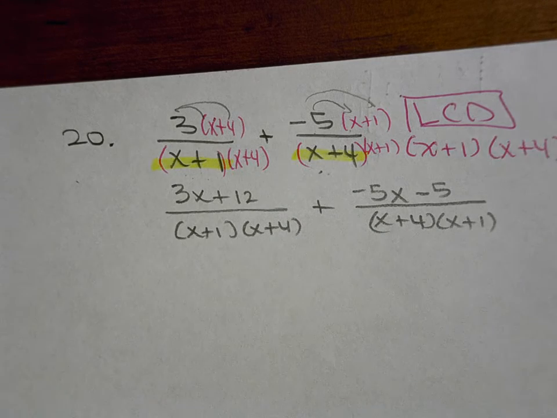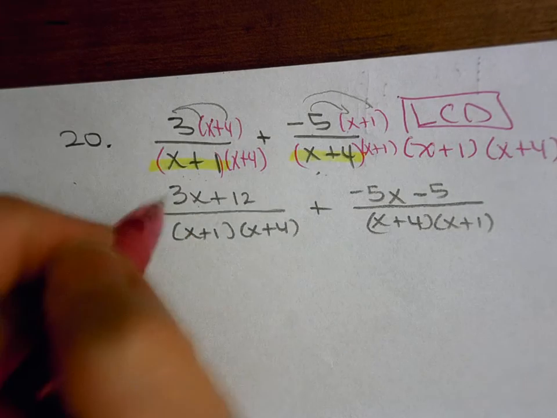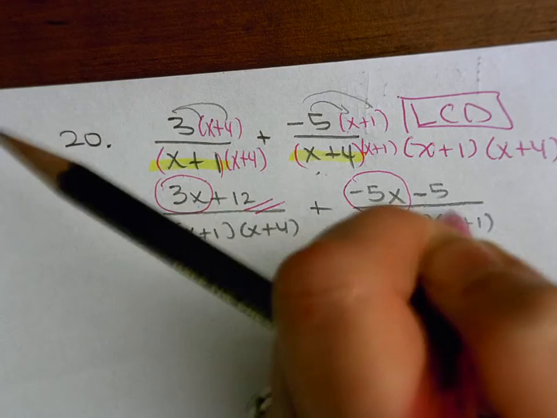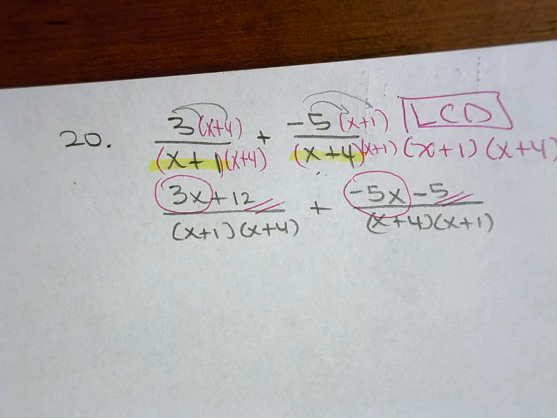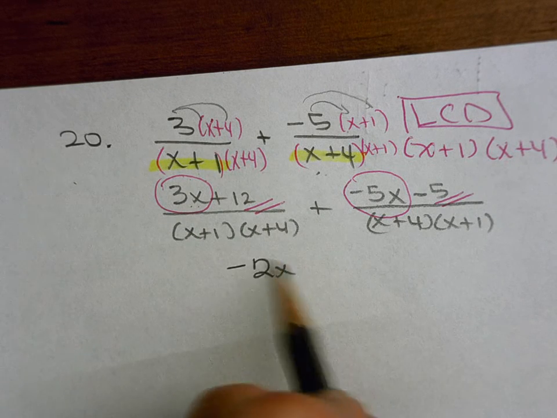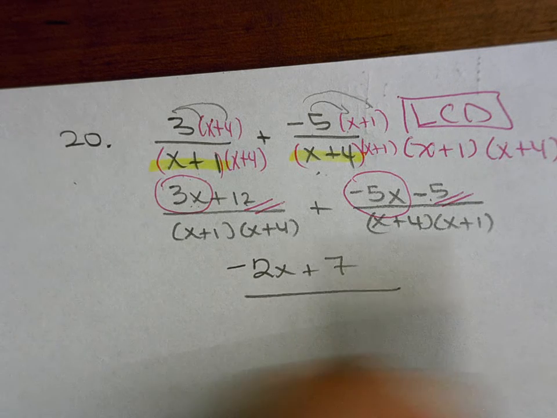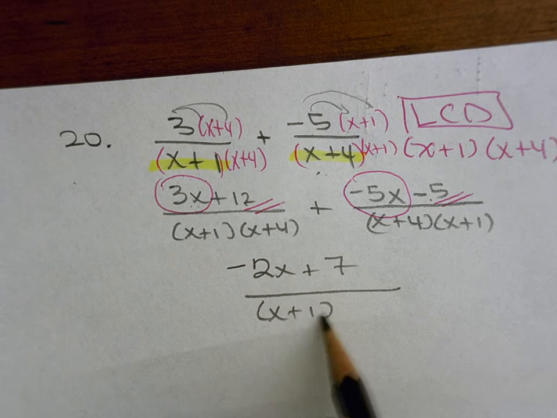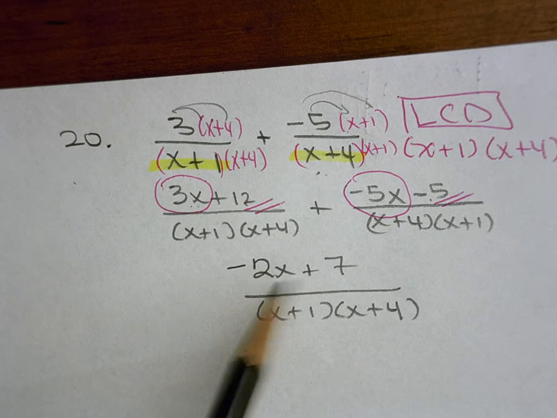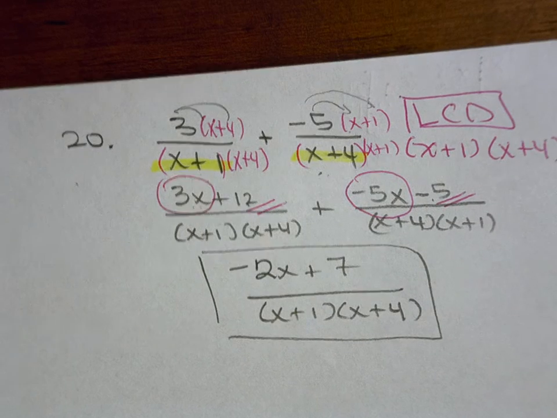So I have a 3x plus a negative 5x, so I want to combine those. And then I have a 12 with a negative 5, and I want to combine those. So that would give me negative 2x, and then 12 minus 5 over the common denominator. And then I can factor nothing out of the numerator, so then that is my answer. Okay? All right, and that's it for this review video.